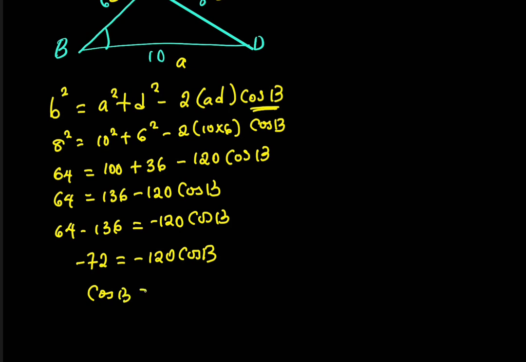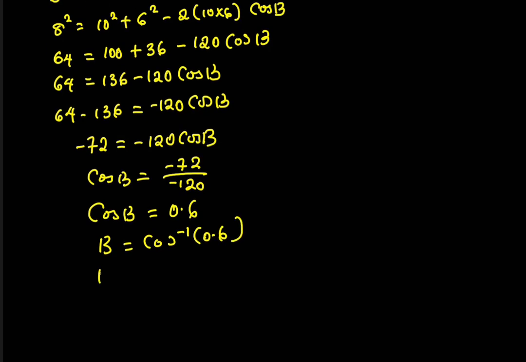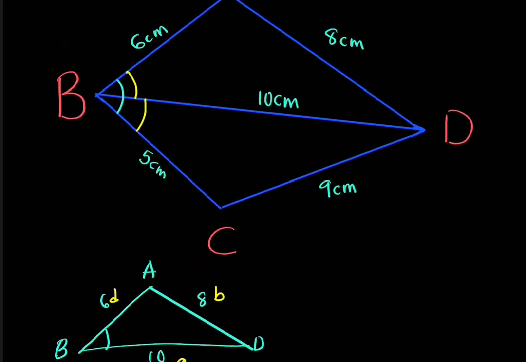So cos b is minus 72 over minus 120. When we do it, 72 over 120 is 0.6. So b is the cos inverse of 0.6, which, operating our calculator, we get the answer as 53.13. So we're done with this aspect.